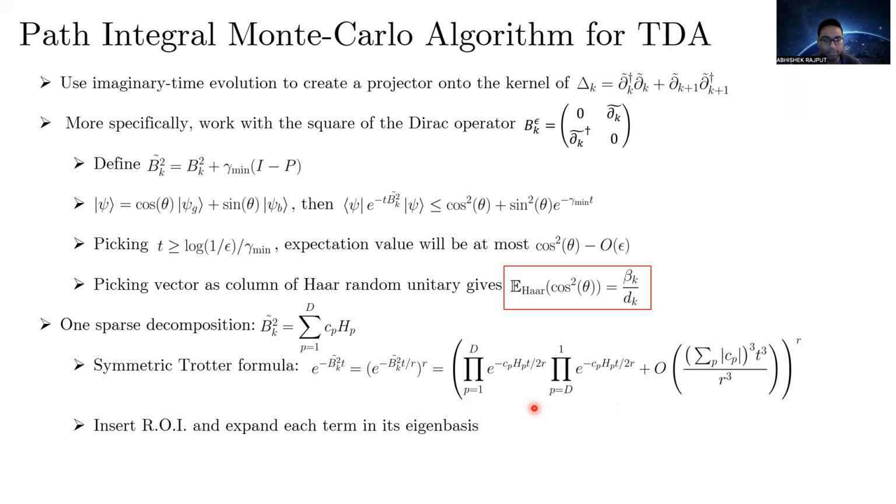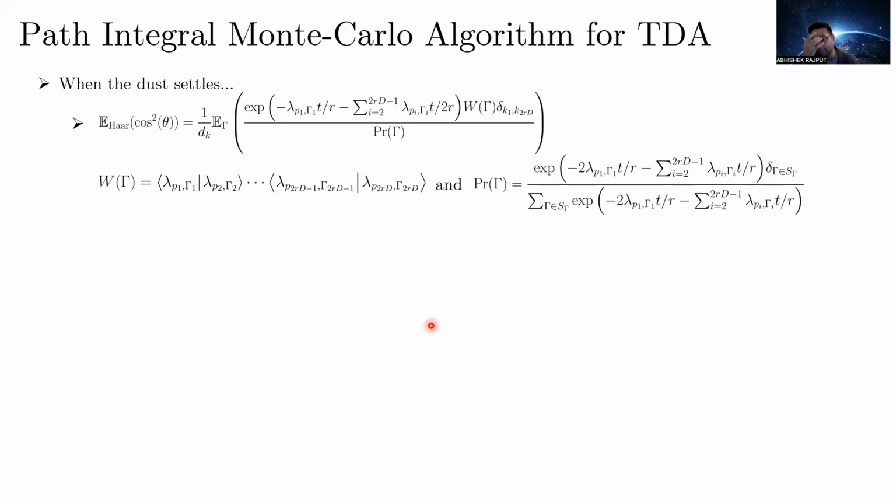And then what you can do, as you always do in physics, is insert resolutions of identity in between each of these terms. And basically you're expanding each term in its eigenbasis. And then you try simplifying this, and when you do, you get terms that look like this. So let me break this down for everyone.